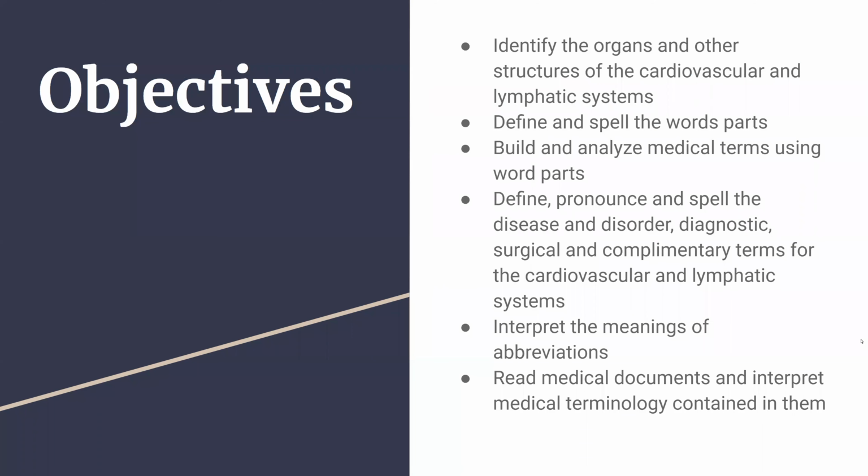The objectives of this presentation are to identify the organs and other structures of the cardiovascular and lymphatic systems, define and spell the word parts, build and analyze medical terms using word parts, define, pronounce, and spell the disease and disorder, diagnostic, surgical, and complementary terms for the cardiovascular and lymphatic systems. Interpret the meanings of abbreviations and read medical documents and interpret medical terminology contained in them.